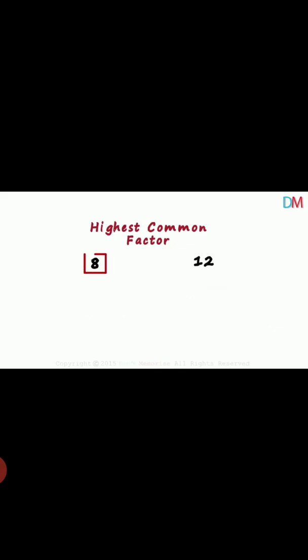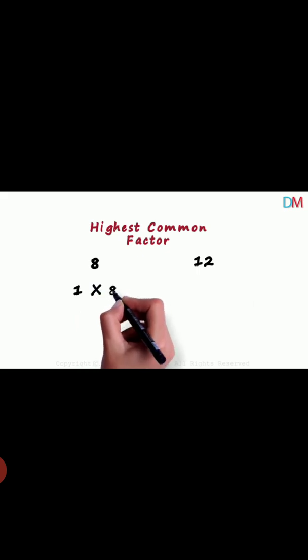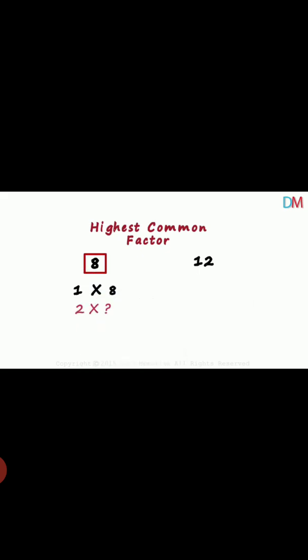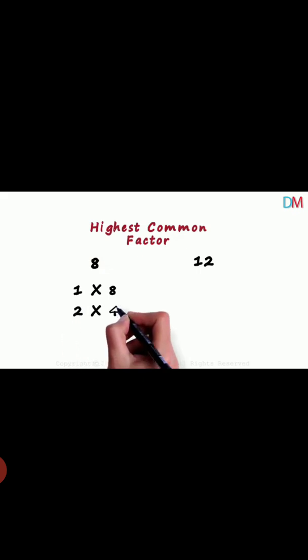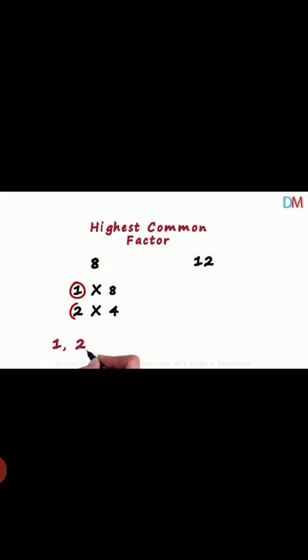As you know, in whichever tables 8 comes, you will write those tables. 1 is the factor of every number, so 1 8s are 8, and you know 2 4s are 8. And again, if you reverse it, 4 2s are 8 and 8 1s are 8. So we get all the factors here, and we know the factors of 8 are 1, 2, 4 and 8. Okay, so factors of 8 are 1, 2, 4 and 8.